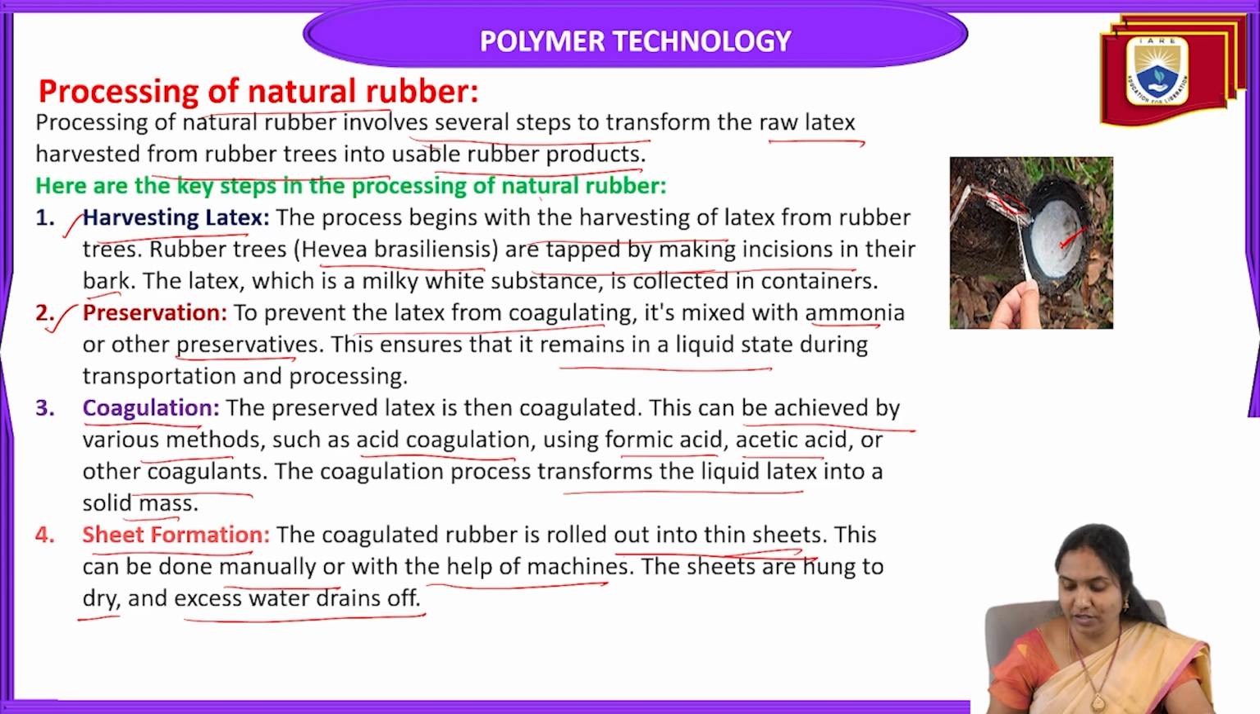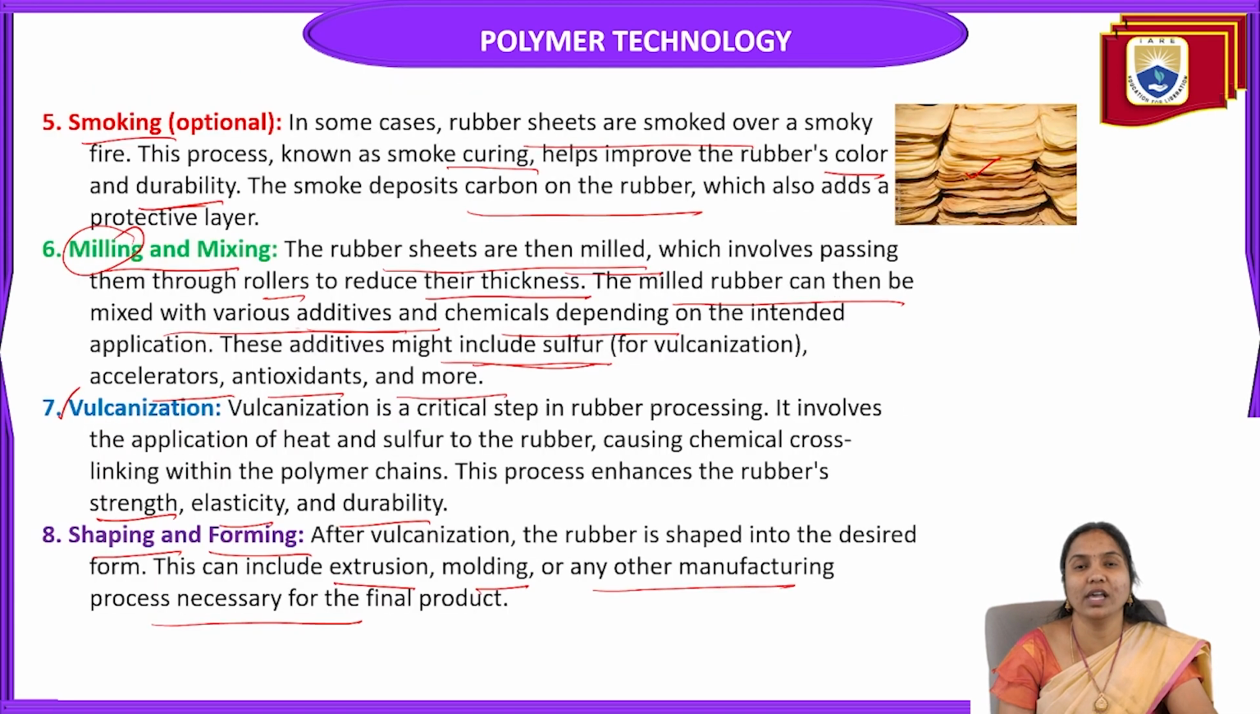The fourth one is sheet formation, fifth is smoking, sixth is milling and mixing, then vulcanization, and shaping and forming. Smoking is an optional process. Sometimes it's required, and in this case it increases the color and durability.